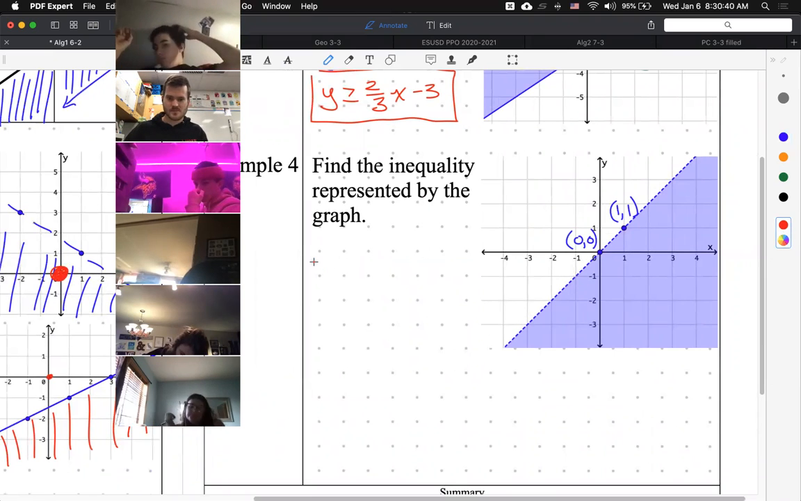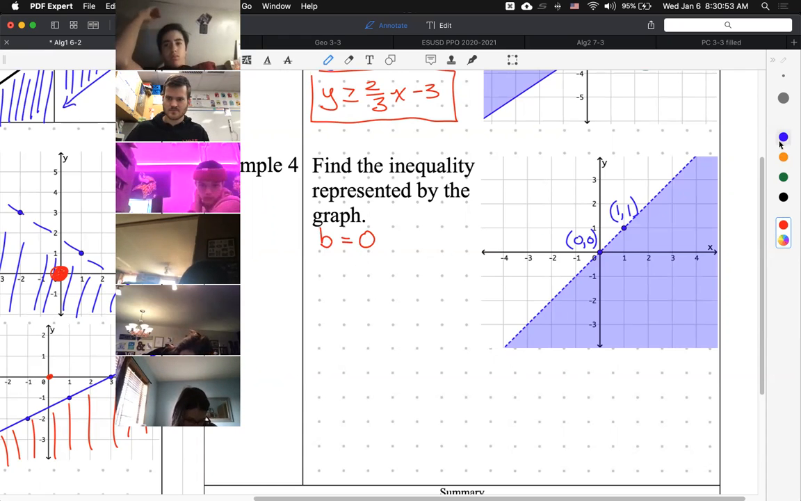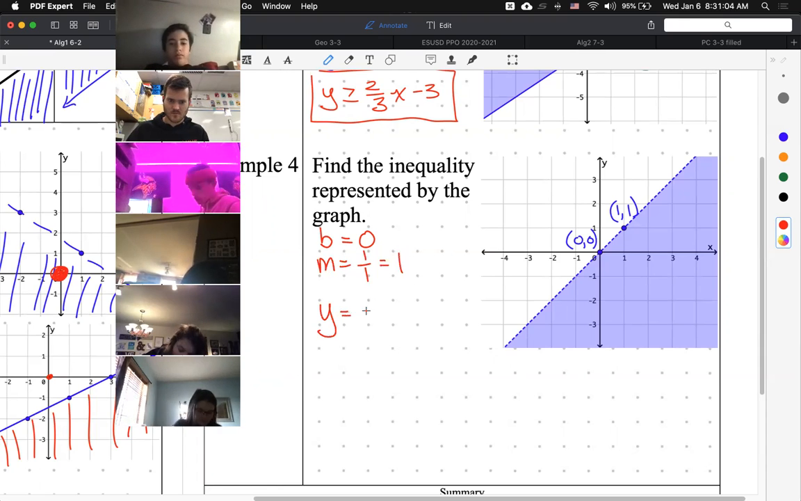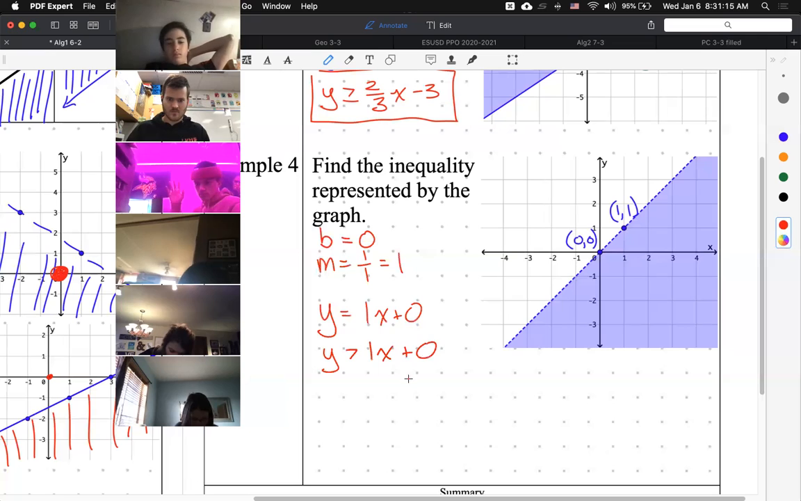So you can see that the y-intercept would be 0, 0. That's the first point, and then the second one is 1, 1. So you can start it off with replacing the b with 0, and then find your slope, which would end up being 1 over 1, which is just 1. So you would have y equals 1x plus 0, which is not correct. So you'd simplify that to y is greater than 1x plus 0, which it's greater than because it's a dotted line and it's shaded below it.